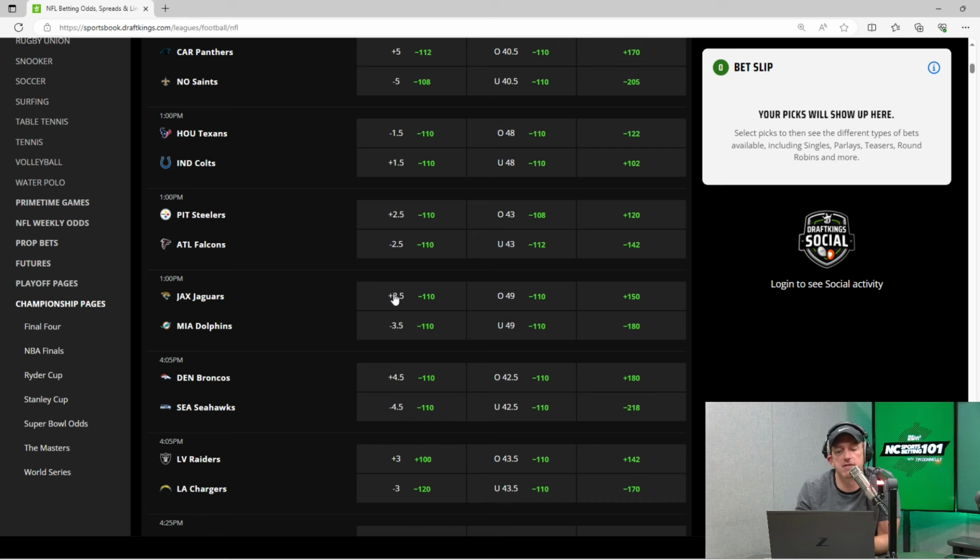Line shopping is something that happens here. There's a bunch of different sports books. I'm partial to DraftKings Sportsbook, but if you're line shopping, you can look around at different sports books if you have the proper accounts and it's legal, and you can find the numbers that most benefit your team. You might see -3 on one sports book, -3.5 on another, and if you're betting the underdog, you definitely want that hook.